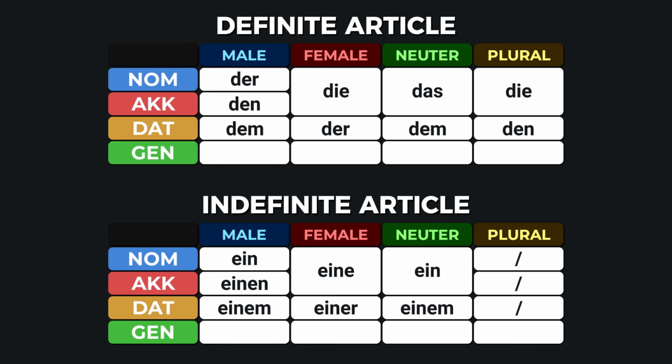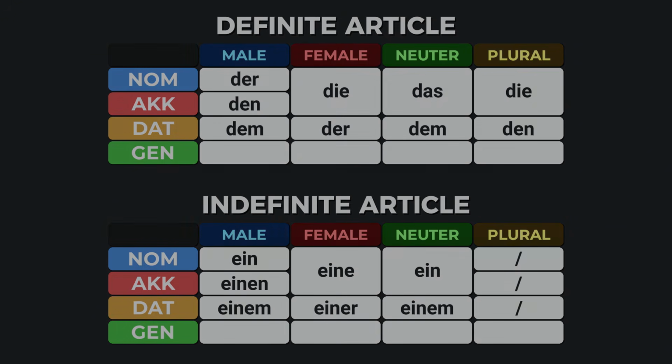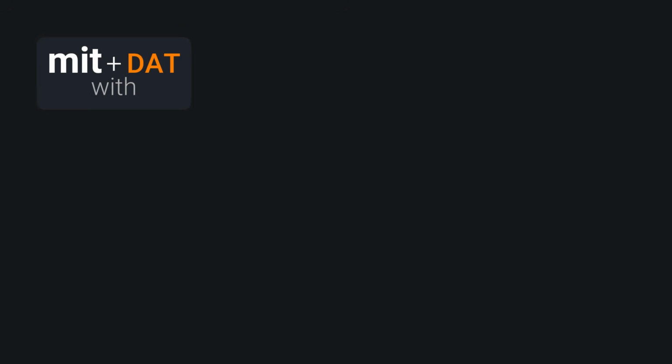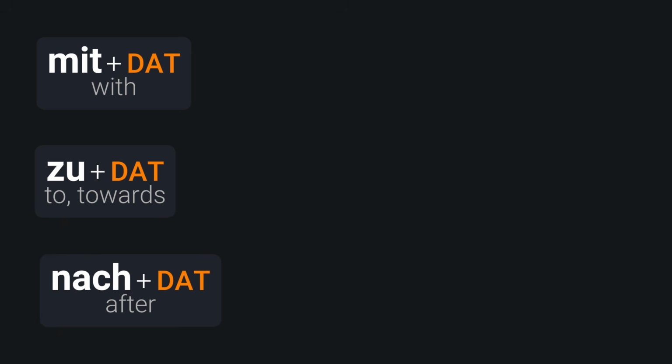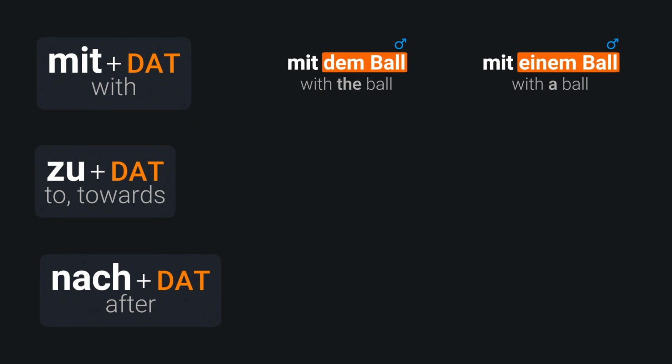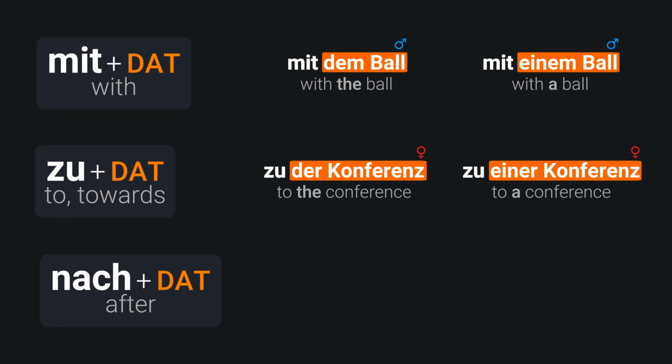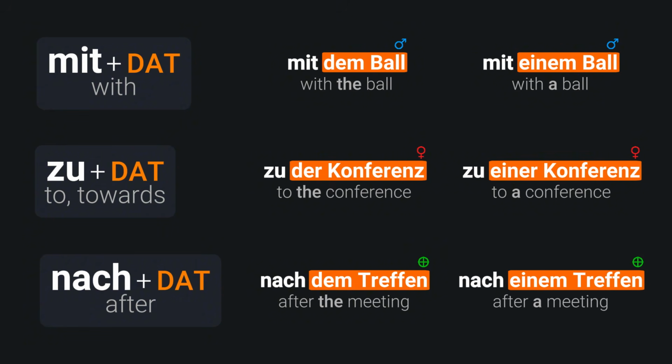Let's start practicing with a few prepositions that demand the dative case, such as mit, with, zu, to or towards, and nach, after. Mit dem Ball, with the ball. Mit einem Ball, with a ball. Zu der Konferenz, to the conference. Zu einer Konferenz, to a conference. Nach dem Treffen, after the meeting. Nach einem Treffen, after a meeting.